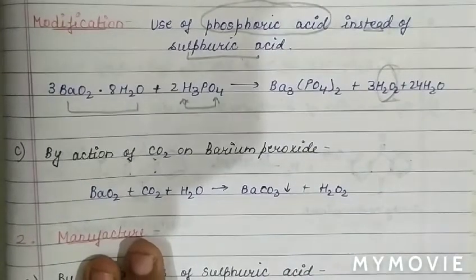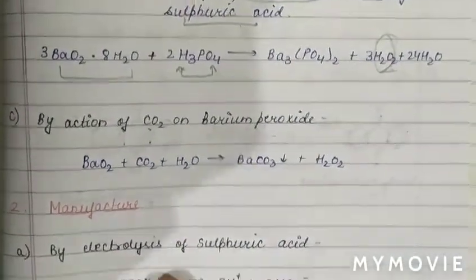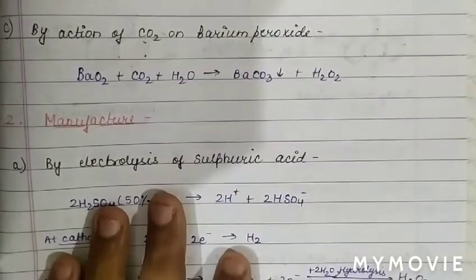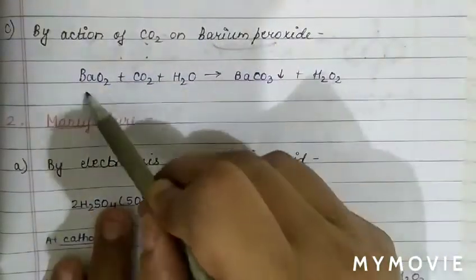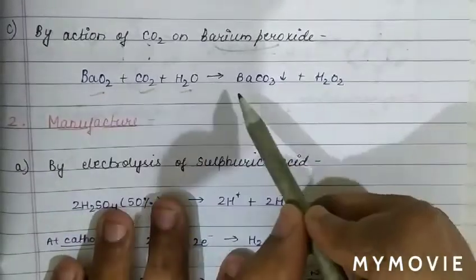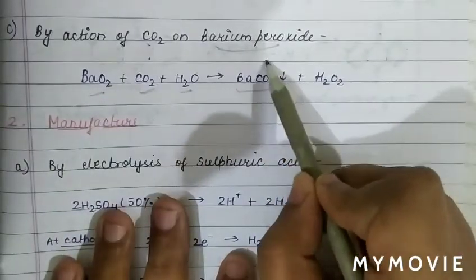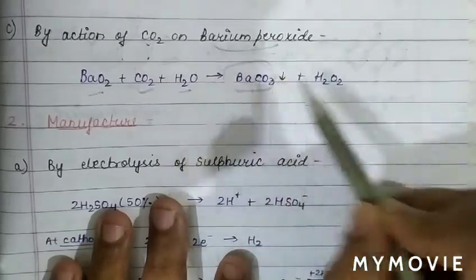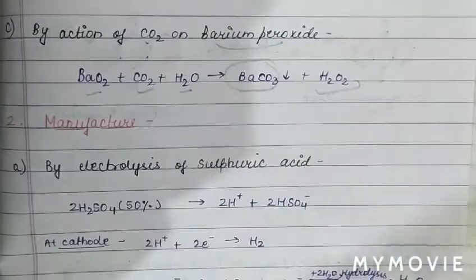See another method for the preparation of H2O2. The next method is when barium peroxide is passed through CO2 in the presence of water, it forms BaCO3, barium carbonate, which gets precipitated, and we get H2O2.